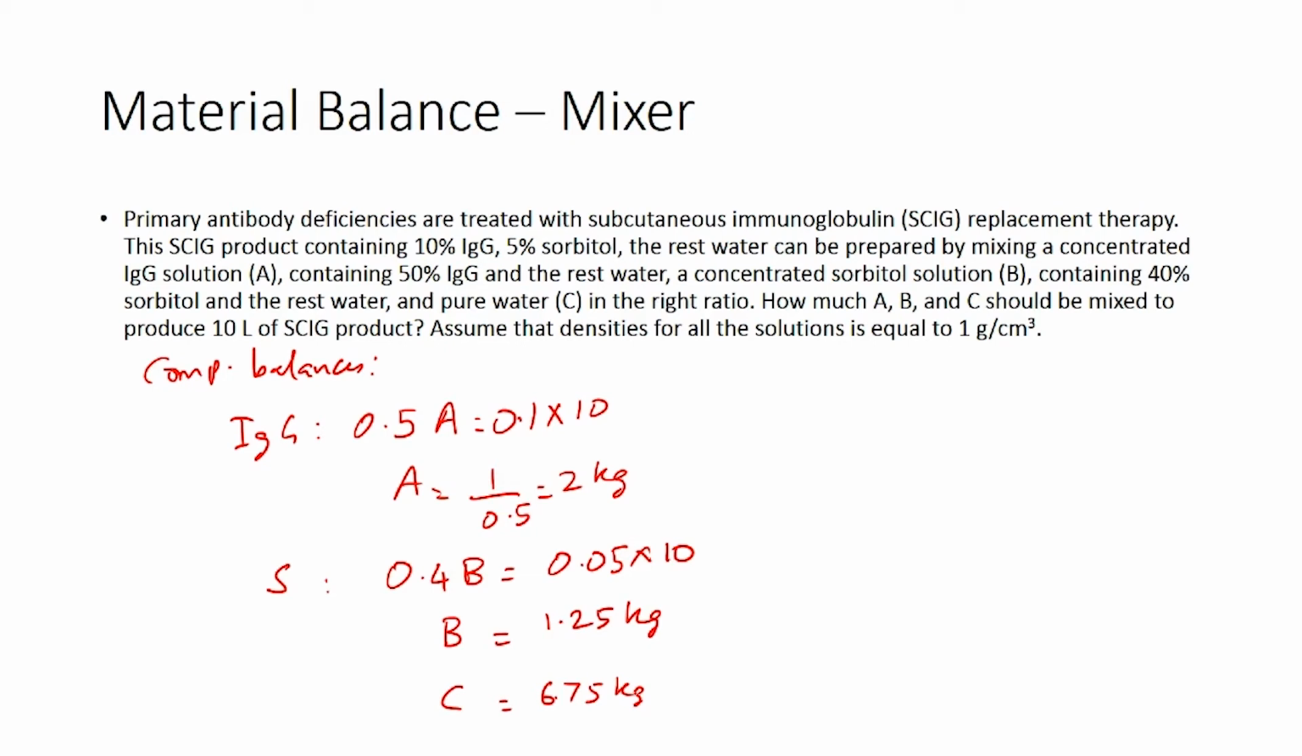So, these are the masses which have to be mixed to get your final product, which is 10 kilograms of SCIG product. So, you can also convert them back into volume, so that you can give the values as liters instead of kilograms. So, the values would be 2 liters, 1.25 liters and 6.75 liters of A, B and C, finally giving you a total volume of 10 liters of SCIG product. So, you can actually verify whether the answers you got are correct.